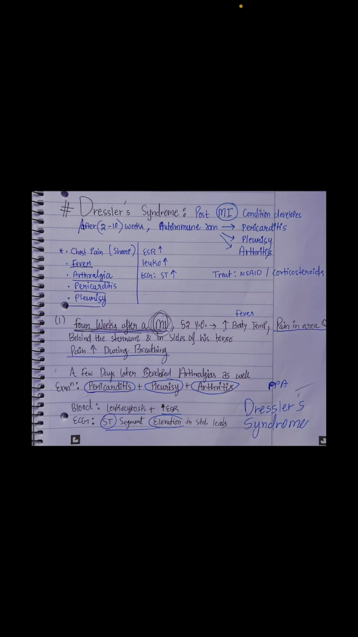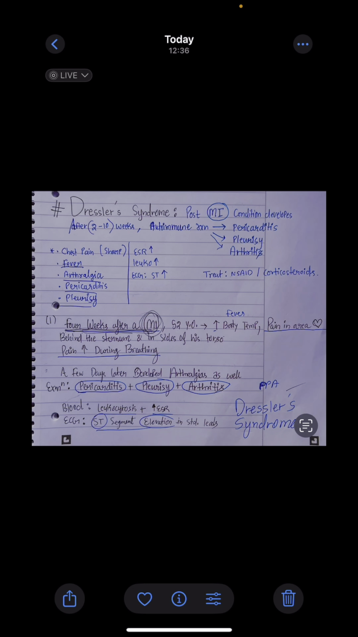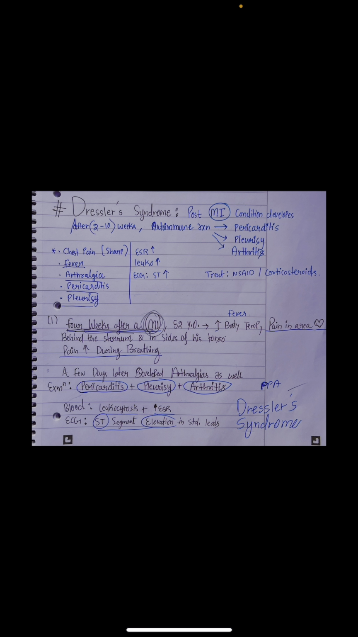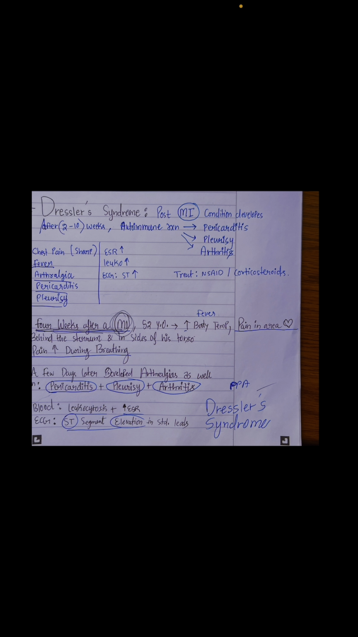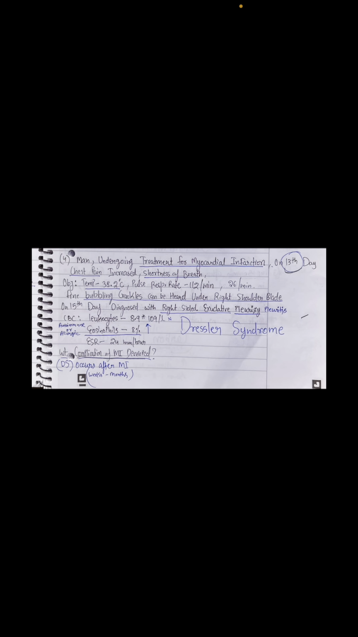So the question says, 4 weeks after a case of MI, a 52-year-old patient has increased body temperature, pain in the heart area behind the sternum and in the sides of his torso, and the pain increases during breathing. A few days later he developed arthralgias as well. Examination shows pericarditis, pleurisy, arthritis. The blood shows leukocytosis plus elevated ESR. ECG shows ST segment elevation. I hope you got the case already. So this is Dressler syndrome. We got all of our pathologies in the patient. However, let's see the next patient.